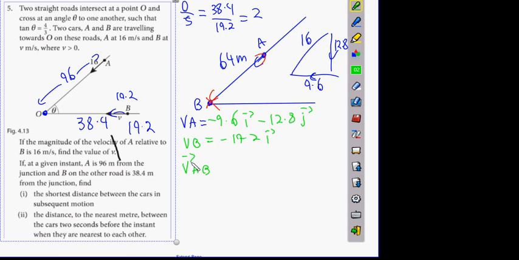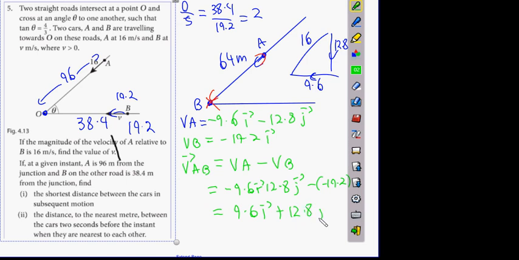So VAB therefore was 9.6 minus, what's 9.6 plus 19.2, anybody? I think it's plus 9.6, isn't it? So the relative velocity is VA minus VB, which is minus 9.6i minus 12.8j, and then minus 19.2i. So 19.2 minus 9.6 is another 9.6. 9.6i plus 12.8j. That is the relative velocity.